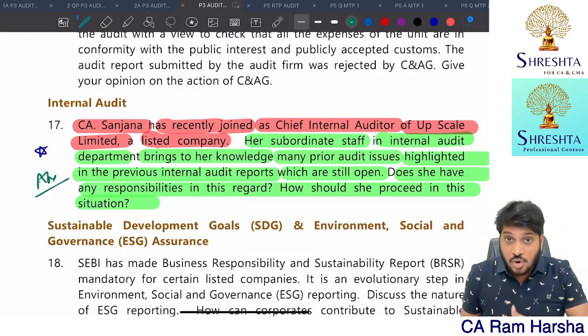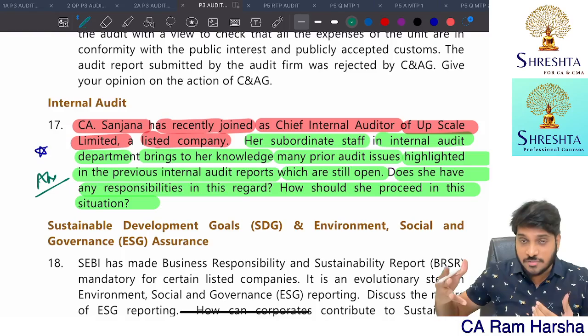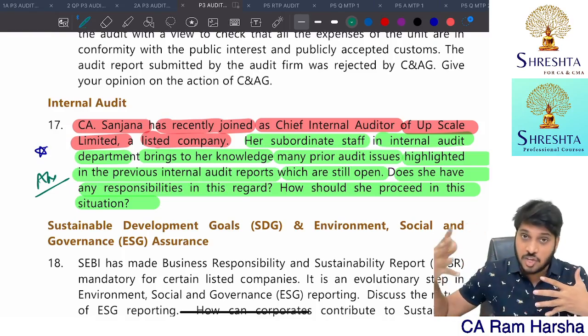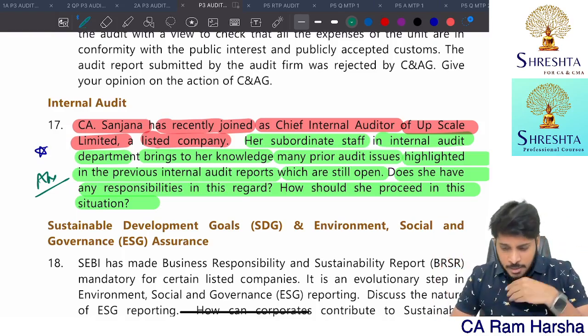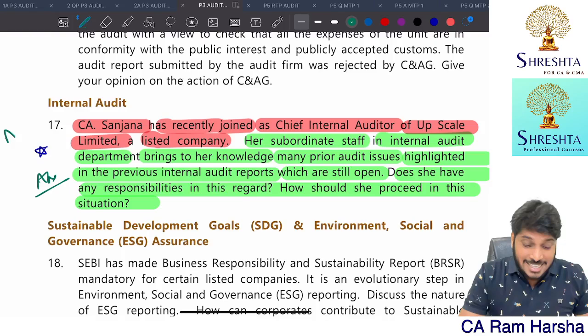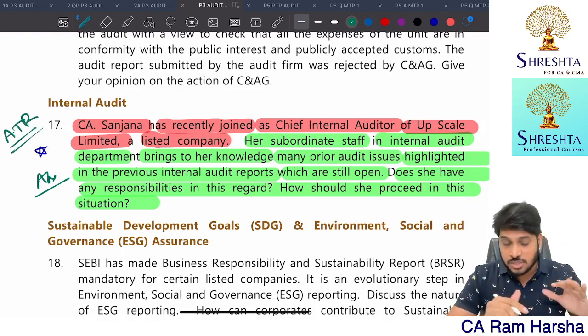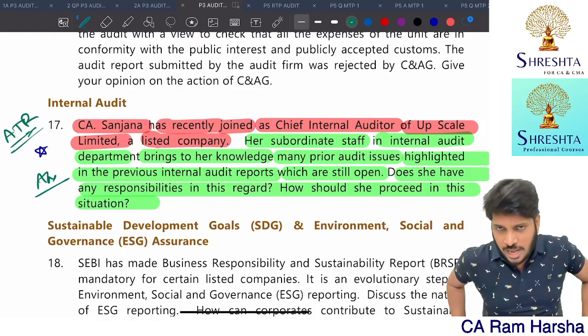Whether you are a statutory auditor or internal auditor, if in the previous year's financial statements audit or internal audit there are any issues that you have informed to the management, there is something called an action taken report. In reality, we use this word ATR report. We call it the AT report, action taken report.